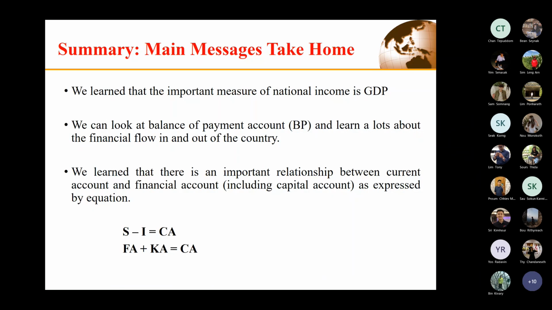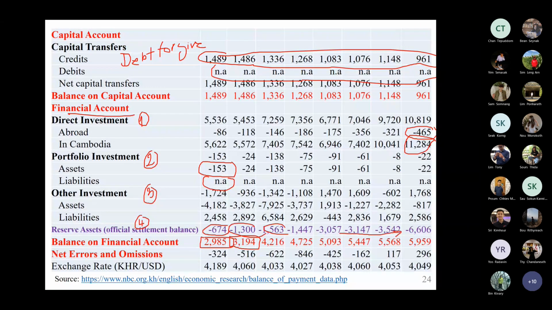Would you have any question regarding this financial account, and any key term or keyword you feel you want me to explain again?